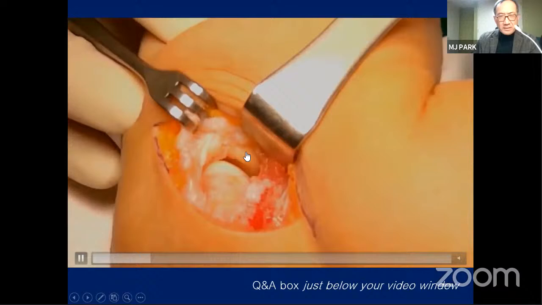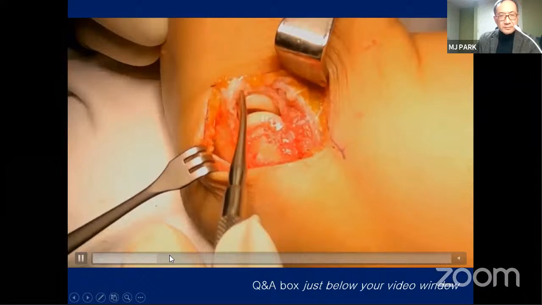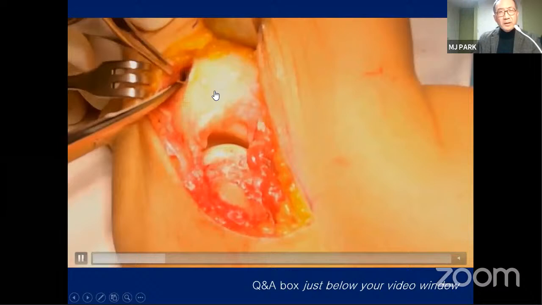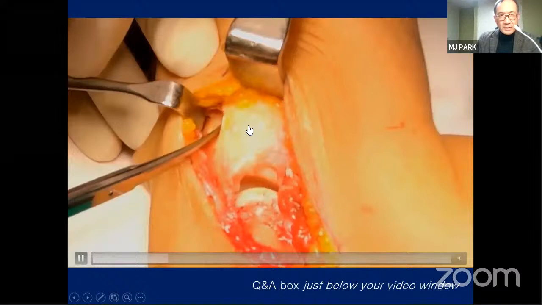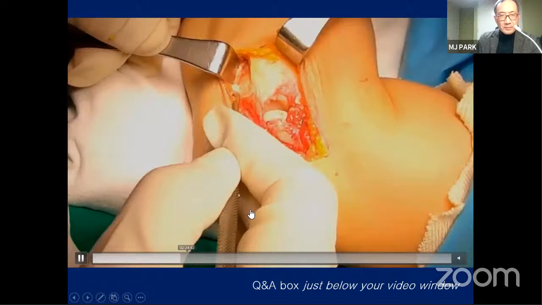There is varus instability and also PLRI. So I decide to do the ligament reconstruction. For dual ligament reconstruction, the annular ligament should be exposed by dissecting the remaining extensor tendon from the annular ligament.